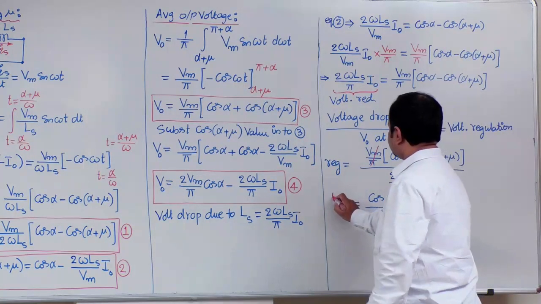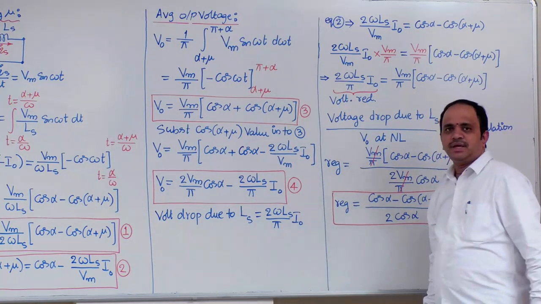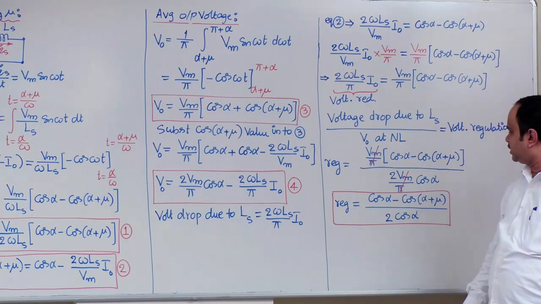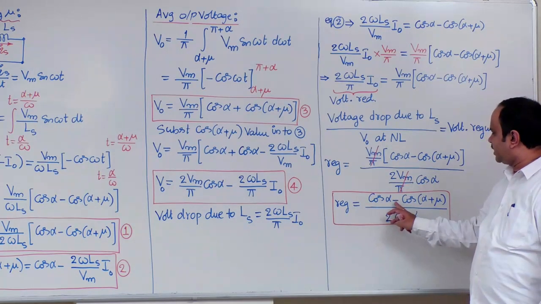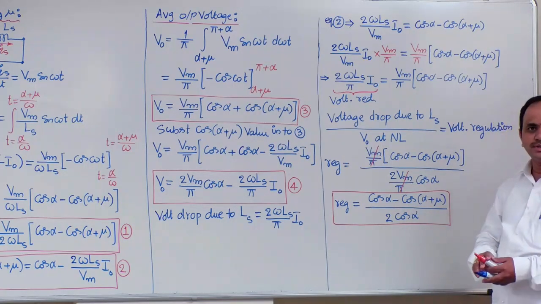Okay, this is one of the important objective questions. In single phase full converter, the expression for voltage regulation is equal to cos alpha minus cos of alpha plus mu divided by 2 cos alpha.